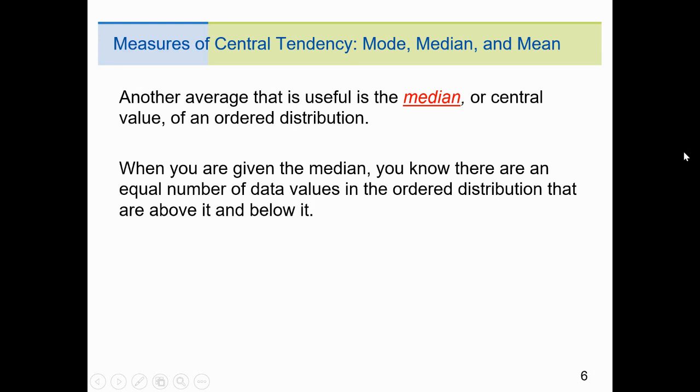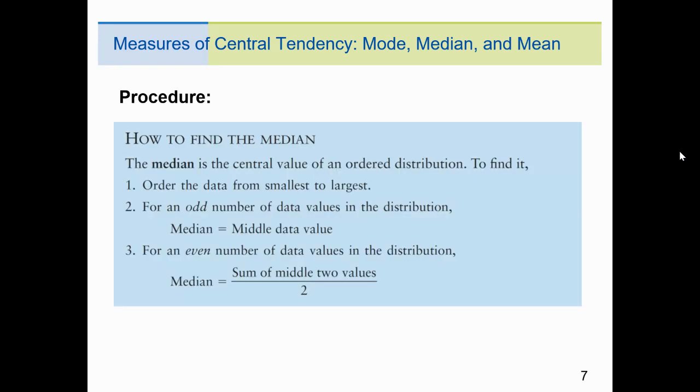Another average that's useful is the median, or the central value. Many times it's used in real estate. Find the median home price. Let's say, for instance, I'm moving out to California, San Diego, and the median price of homes is $350,000. If that's the median, I know that there's an equal number of houses that sell below that as sell above that. When you're given the median, you know there are an equal number of values above and below. When finding the median, sometimes you're presented with an odd amount of numbers.